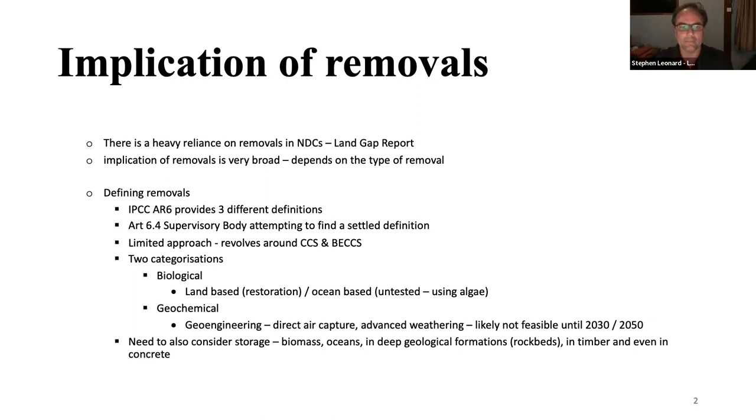Geochemical and geoengineering may fall within the context of geochemical removals, and in the context of biological removals, we have land-based removals, and as Tamra also mentioned, ocean-based removals are becoming more of an emphasis there. When it comes to ocean-based removals, the progression from REDD+ that we have seen is moving very much in the direction of blue carbon, and so we can probably expect a lot more similar work to what we saw with REDD+ in that blue carbon space. And then we also need to consider the storage aspect of it when we're thinking about the implications, but maybe we can move on to the next slide.